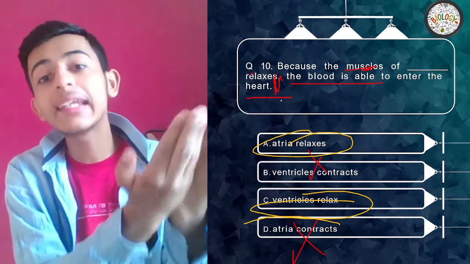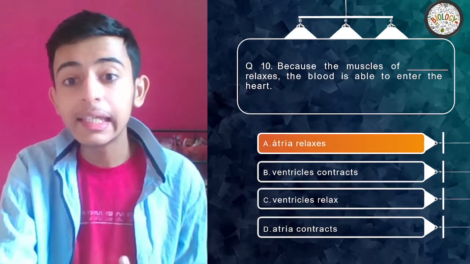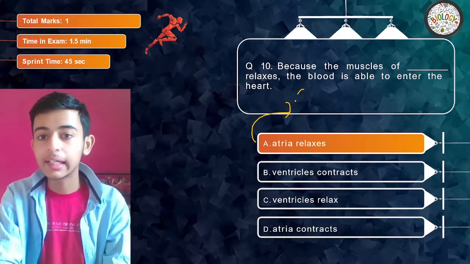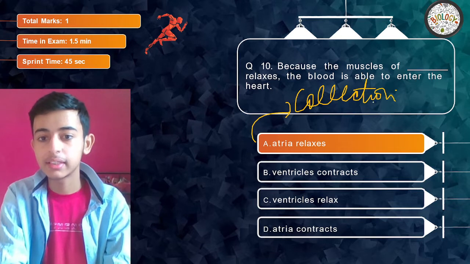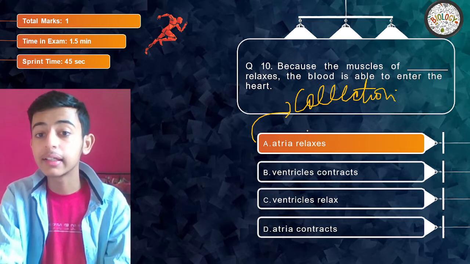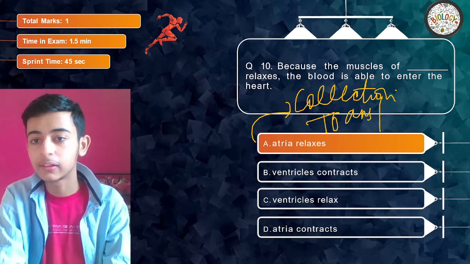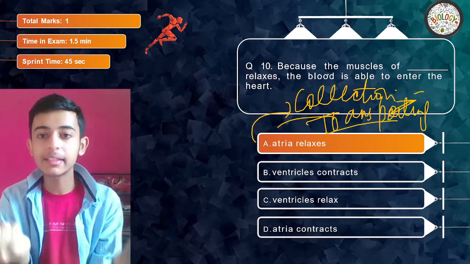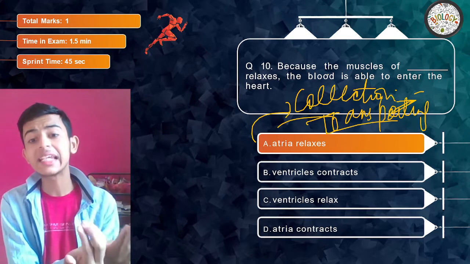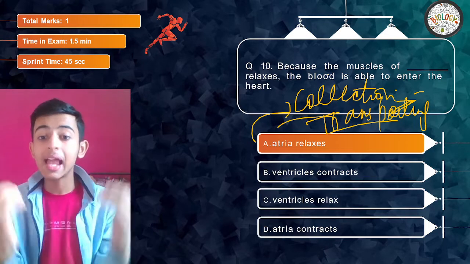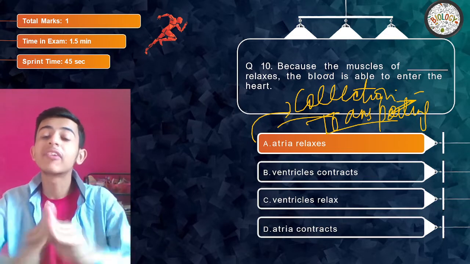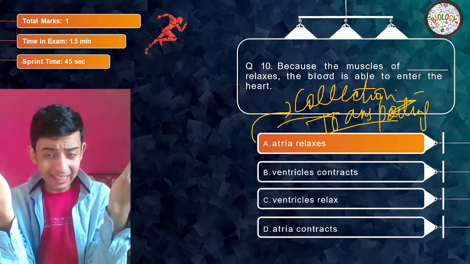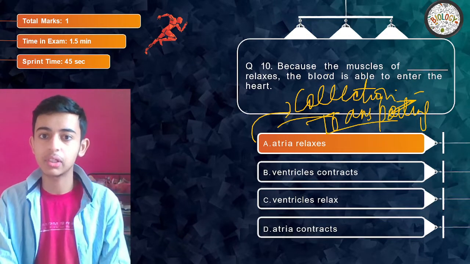The blood is able to enter the heart, they are saying. So for entering the heart, atria have to relax. Remember, because atria do the work of collection of blood, whereas ventricles do the job of transporting or sending the blood. So that makes the difference, because of which when the atria muscles are going to relax, blood is able to enter the heart because atria are collecting the blood. And when ventricles relax, the blood is able to go away from the heart. When the ventricles relax, relaxing means taking the blood in. That is the concept. I hope you got it.